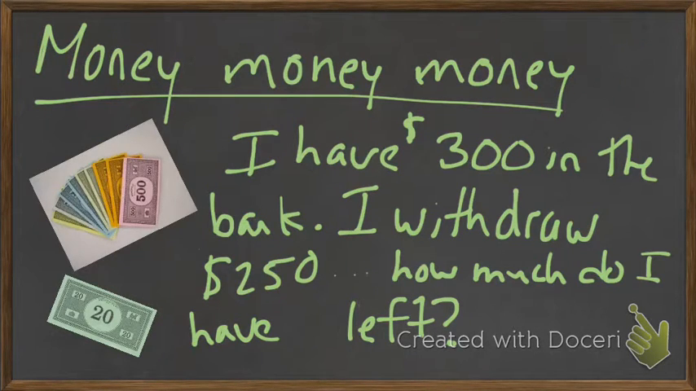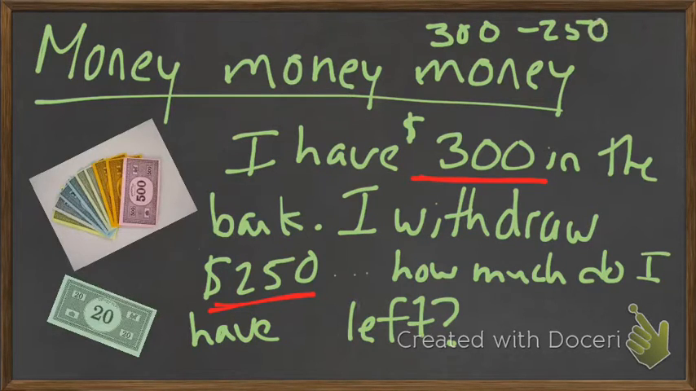Now, I like to deal with money. Why? Because we need money. And money is a realistic way of looking at things. So, if I have $300 in the bank, and I withdraw, or I take out, $250, how much do I have left? Well, that's pretty simple. I started with $300, I took away $250, I have $50 left, right?